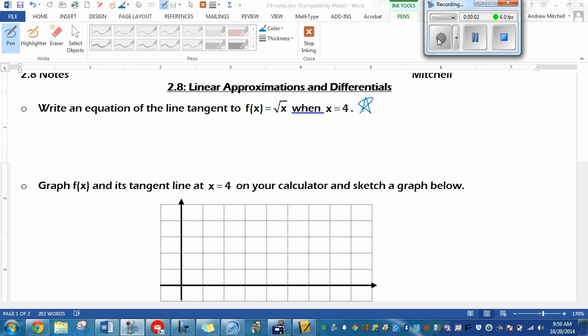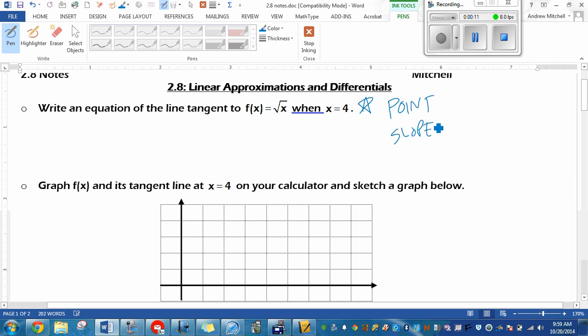So with this one, writing the equation, we need two things. We need the point and the slope in order to write our equation. So the point, we have the x value of the point. To find the y, all we have to do is substitute that into our equation. So square root of 4 gives us 2 for our y value.